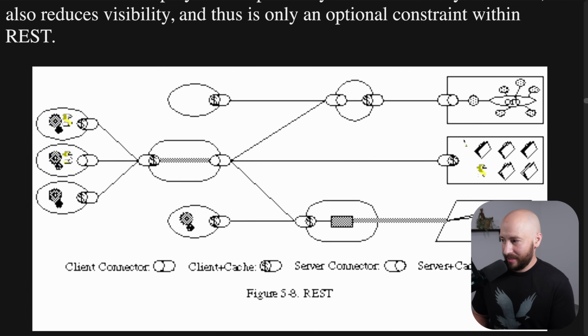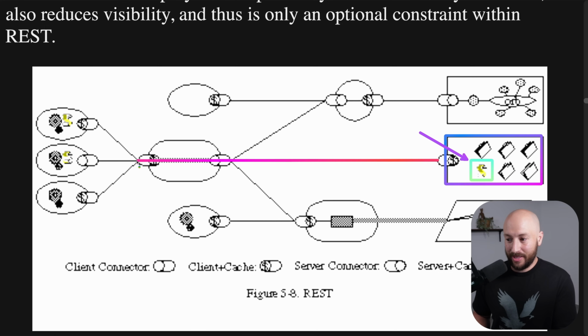So what Roy says is that if the server has over here some executable code, so let's say that this over here is some executable code, then we'll allow the client to go ahead and fetch this executable code.